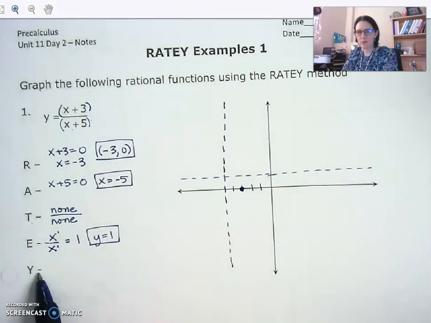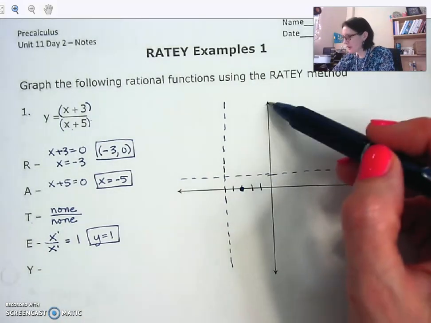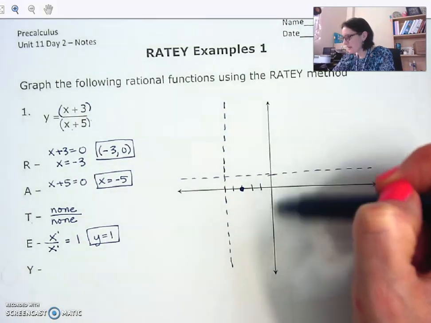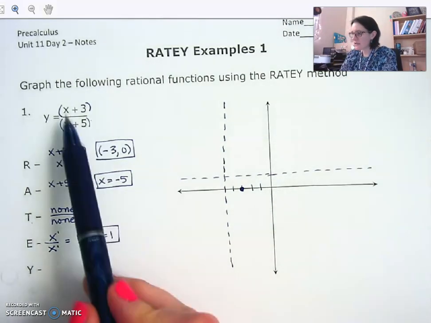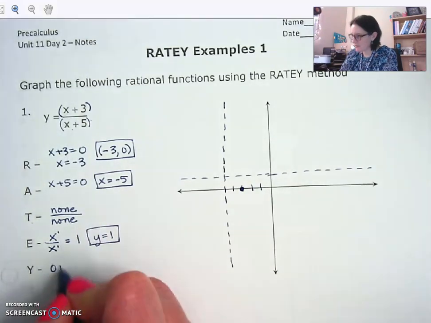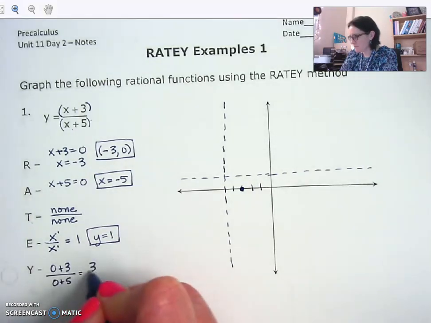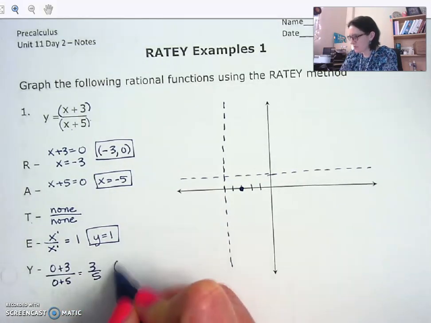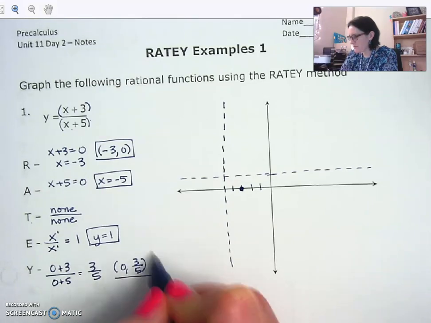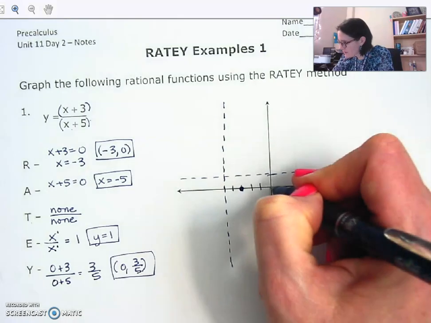And then y stands for y-intercept. That's where your graph is going to cross the y-axis. And everywhere on this line, x is 0, which means you can literally just plug 0 in for the x's here and then simplify. Right, so this gives me the point 0, 3 fifths. So I'm going to graph that here.